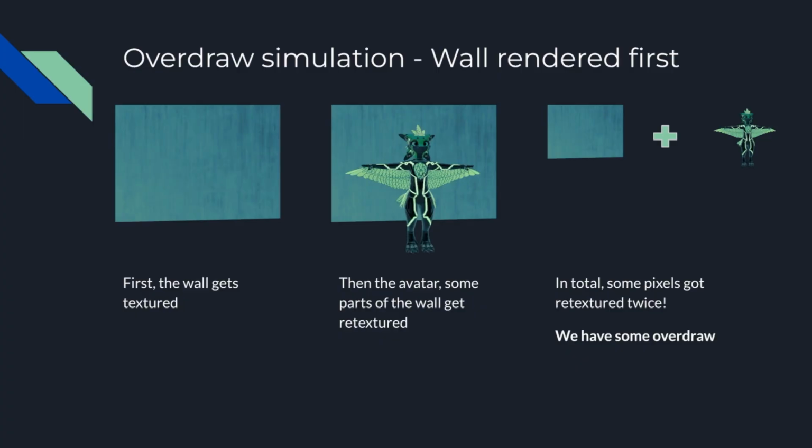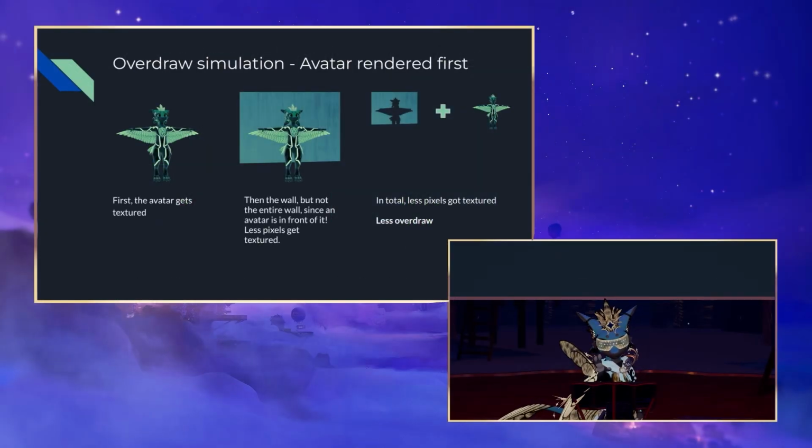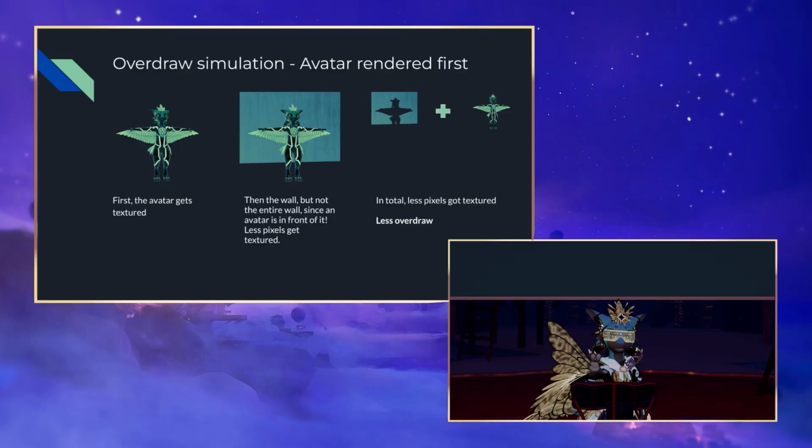Well, what happens if we render the wall first? First the wall gets textured, and then the avatar. But then the avatar is going to retexture pixels that were previously rendered by the wall, and we have overdraw because multiple pixels got retextured twice. But what happens if you do the opposite? If you texture the avatar first, well, first the avatar gets textured. But now the wall gets textured.